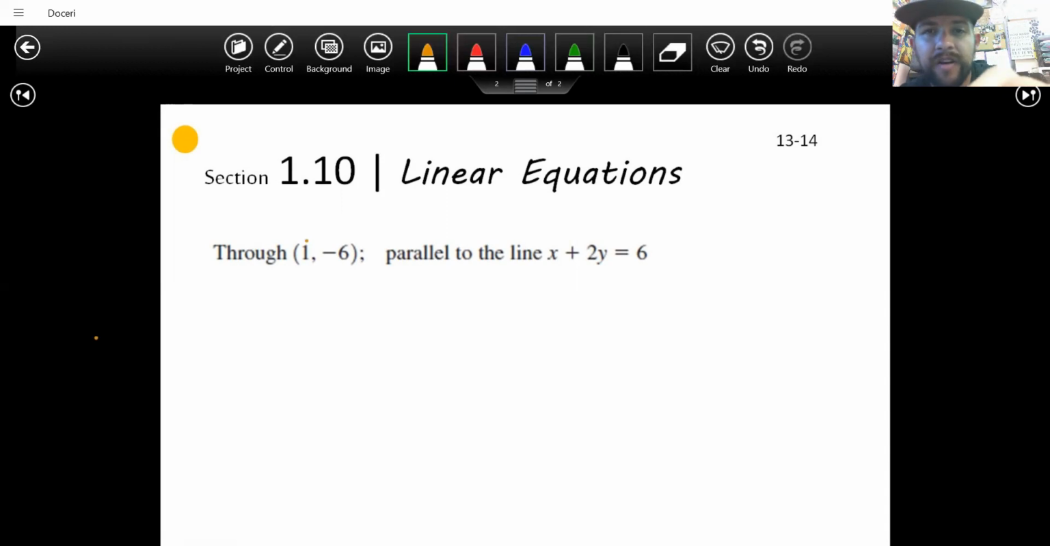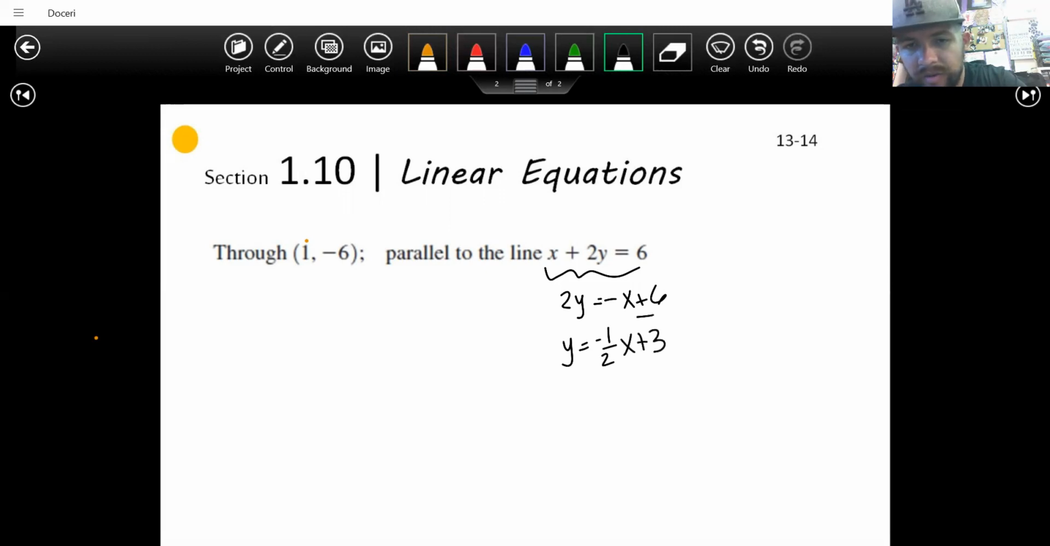The easiest way to figure this out is to change this equation back into y equals mx plus b. Subtracting out x from both sides, we're going to get -x plus 6. And then dividing everything out by 2, we're going to get -1/2 x plus 3. So this is the equation we want to use here for determining what would need to be parallel through 1, -6. Our parallel slope to this, using that equation, would be -1/2. Parallel means the same, so we don't need to change it to be parallel. This will make it parallel.